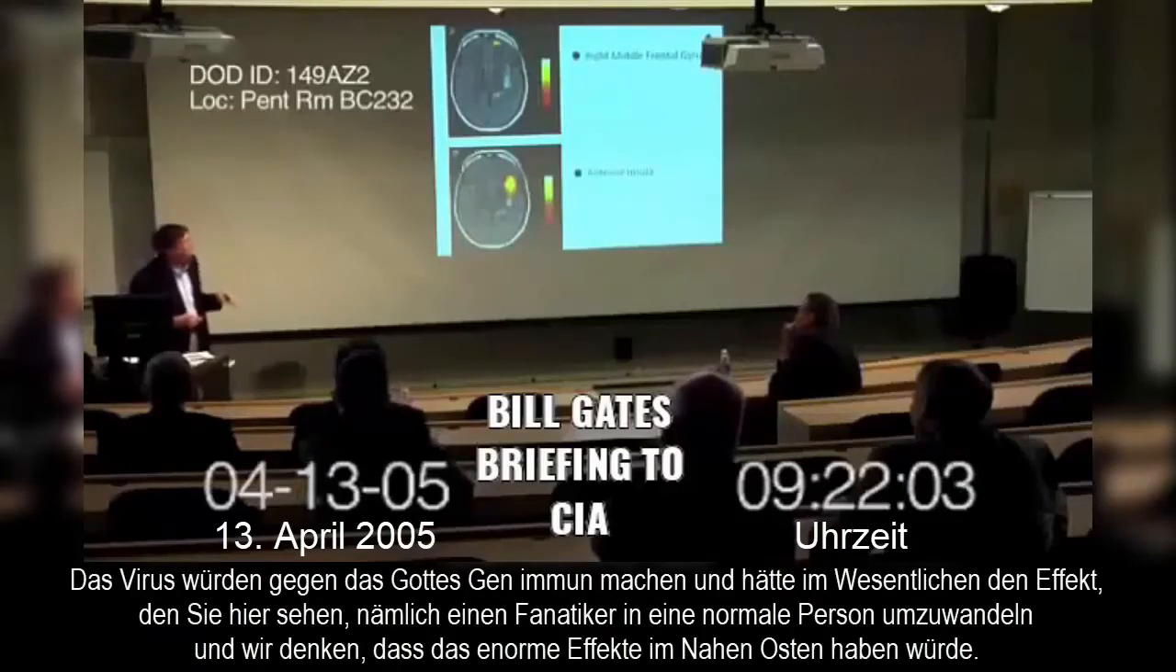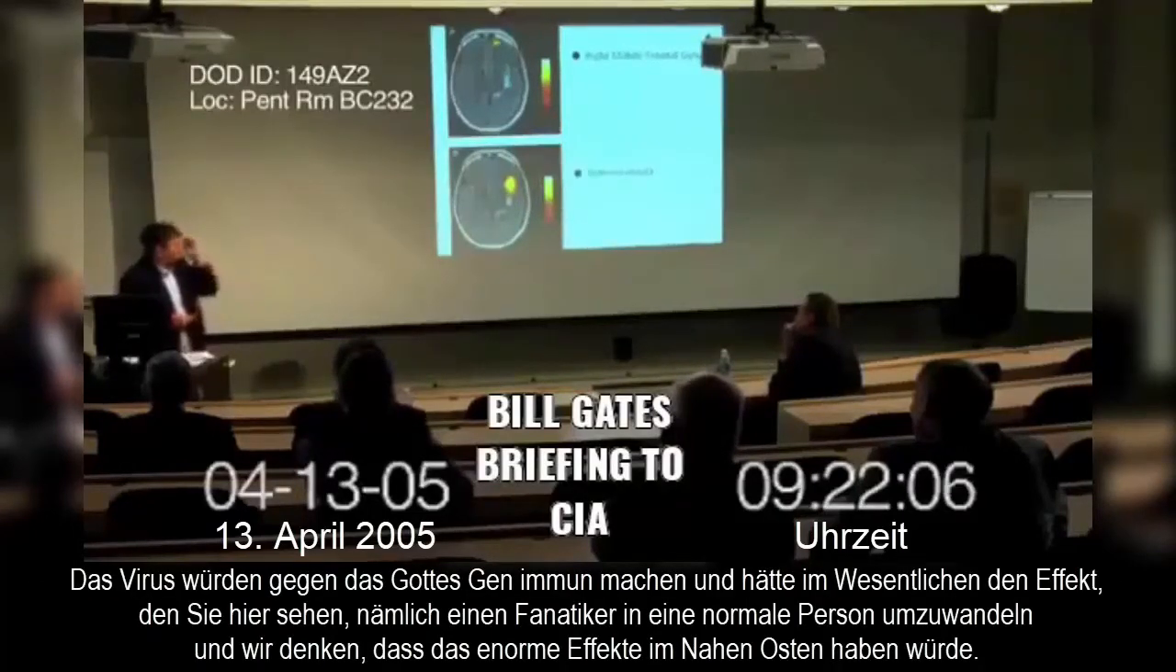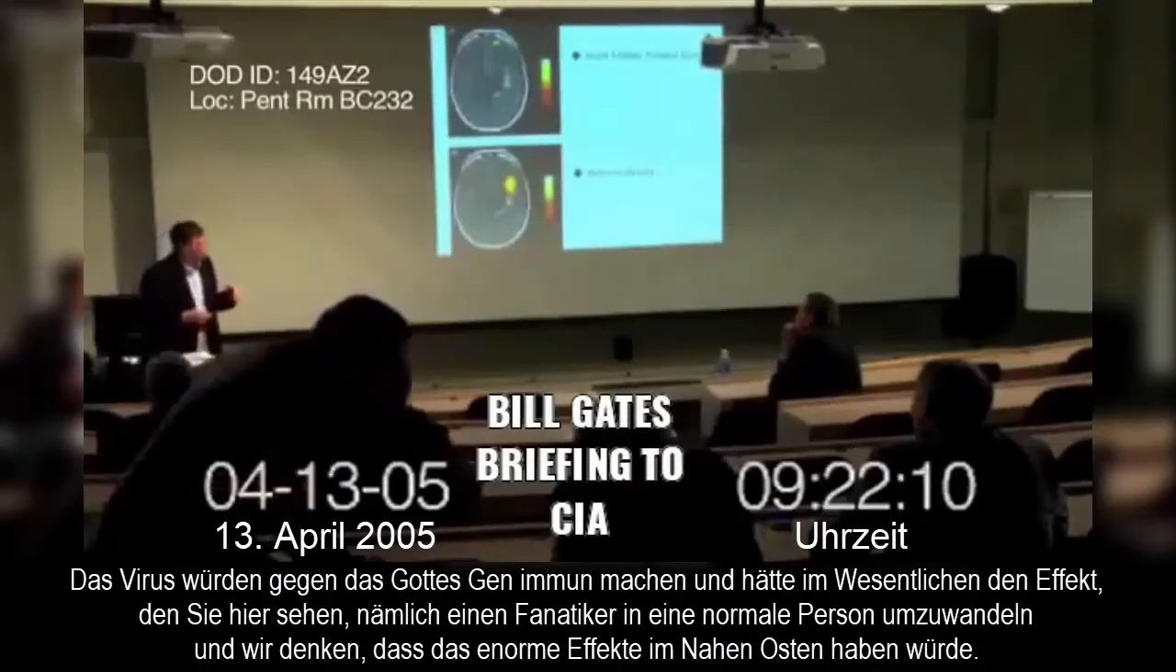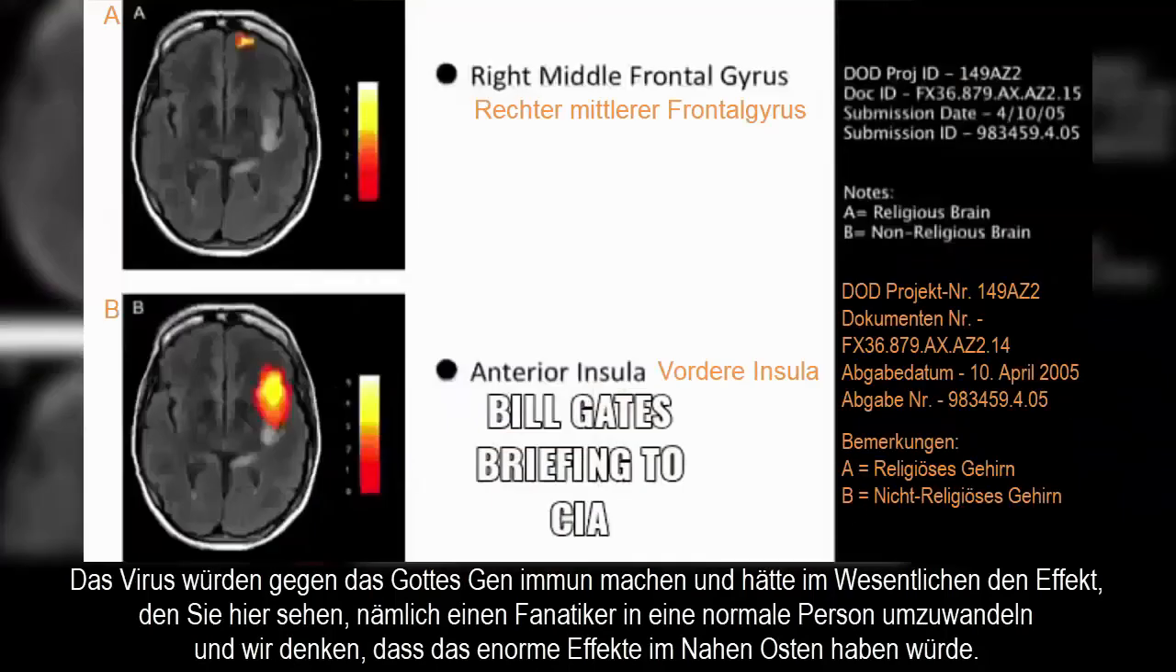The virus would immunize against this VMAT2 gene, and that would have the effect that you see here, which is essentially to turn a fanatic into a normal person. And we think that will have major effects in the Middle East.